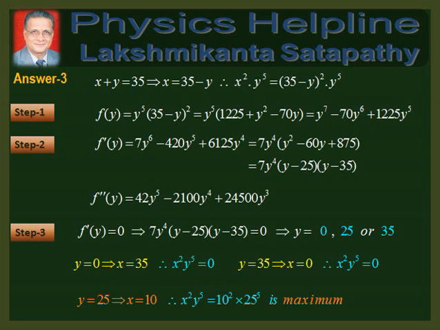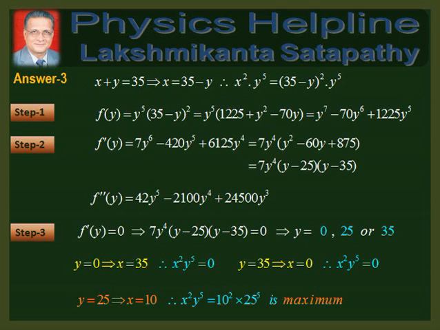In the third question, we are required to find two numbers x and y such that x + y = 35 and the product x^2 y^5 is maximum. Since y has a higher power, it is convenient to express the product in y. Therefore, we put x = 35 - y in the product. In the first step, we define the product as F(y) = y^5 (35 - y)^2, which is equal to y^7 - 70y^6 + 1225y^5.